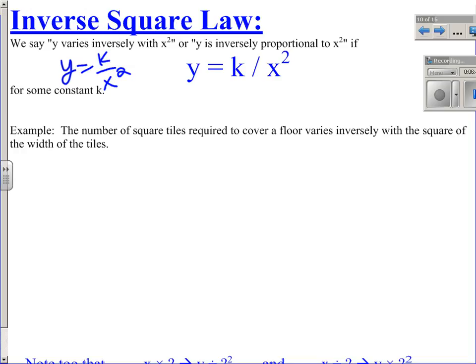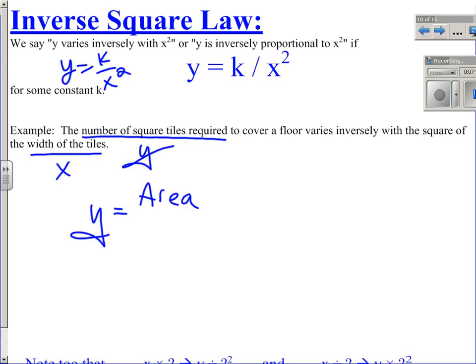Cool. So here's an example. This time, instead of painting our garage, we're going to tile the floor of the garage. All right. So imagine taking your bedroom floor and you decide, I'm going to tile my bedroom floor. The number of square tiles, y, to cover the floor varies inversely with the square of the width of the tiles, x. In other words, to figure out how many tiles you're going to need, you take the area of your bedroom, which is a constant. Maybe your bedroom is 12 feet by 12 feet. That means the area is going to be 144 square feet.